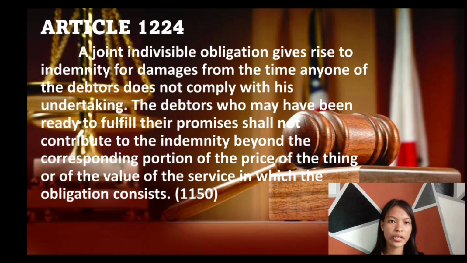So, joint indivisible obligations. When we say joint indivisible obligations, the debtors are bound only to the extent of their share in the obligations, which can only be performed totally or completely, not partially. For example, X and Y, who are a popular duet, are jointly bound to sing in a concert organized by Z. So, a joint indivisible obligation gives rise to indemnity for damages.